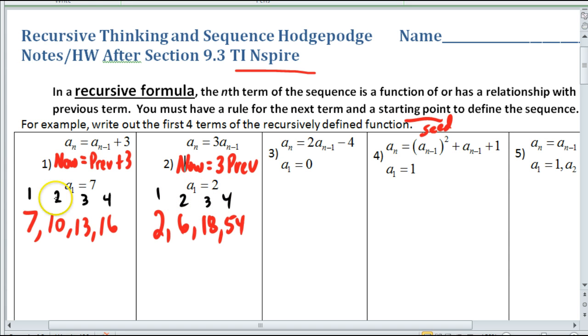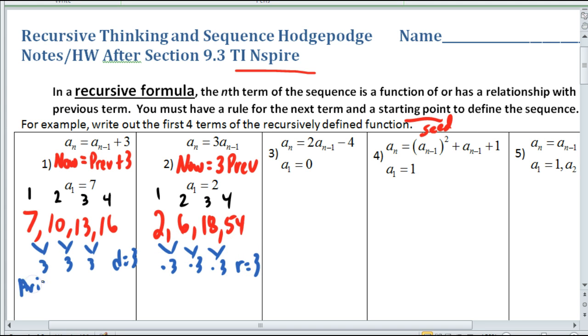Looking at these two sequences, both are sequences that we've dealt with before. This one would be arithmetic because my common difference is 3 every time, so d is equal to 3. In this one, I have a product, a little dot for a product, where I'm multiplying by 3 every time. So this one would be geometric with my ratio being 3. You should be able to identify these by how they're set up.